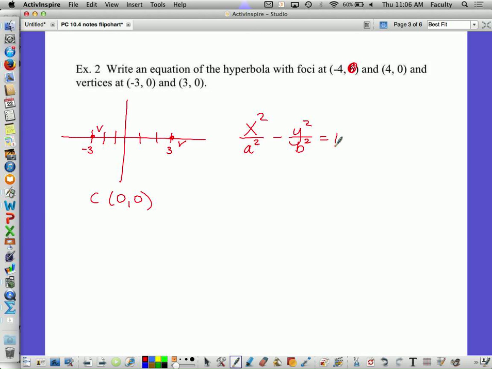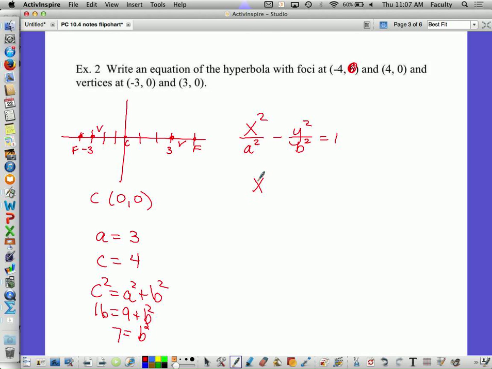So, Abby, what would A be? Well, A is the distance from the center to the vertices, so that's 3. C is the distance from the center to the foci, and if it's 0 to 4, C is 4. So I use C squared equals A squared plus B squared. That's 16 equals 9 plus B squared. B squared equals 7. Now I have everything I need to write the equation. X squared over 9 minus y squared over 7 equals 1.